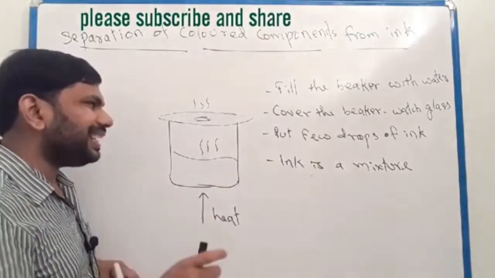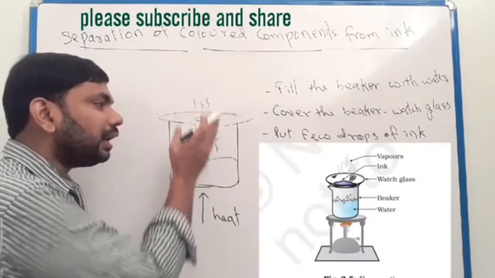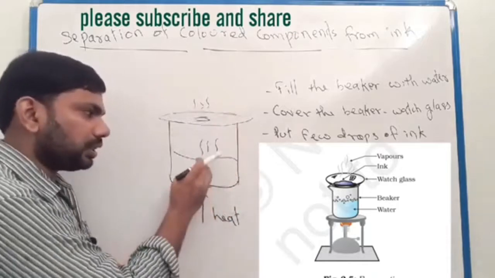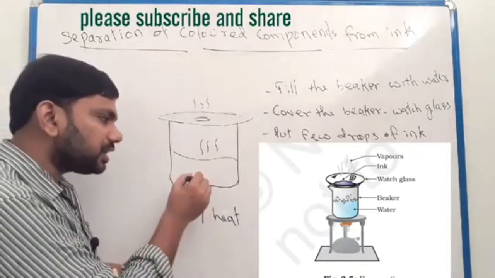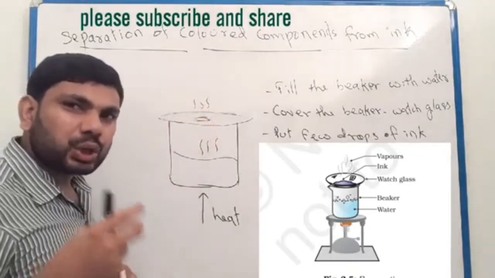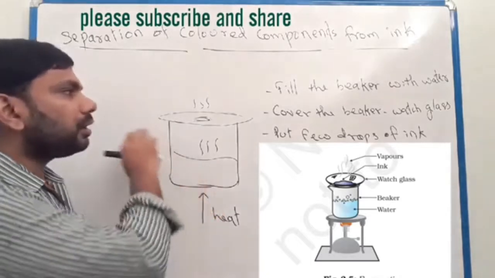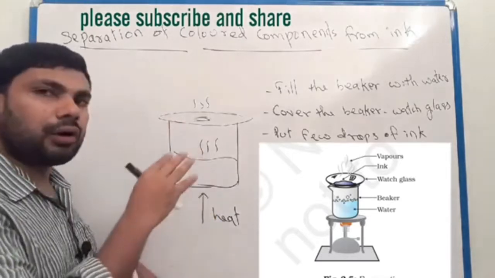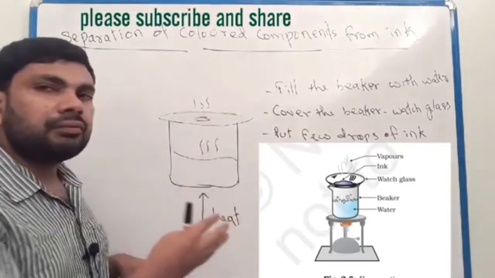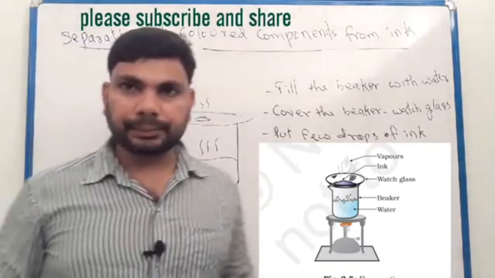Okay, do not heat ink directly. We have to keep the watch glass over here and heat the water in the beaker. Okay, because of this heat, ink on the watch glass gets hot and starts to evaporate. After evaporation from the ink is finished, we will stop heating and we will get residue from the watch glass.